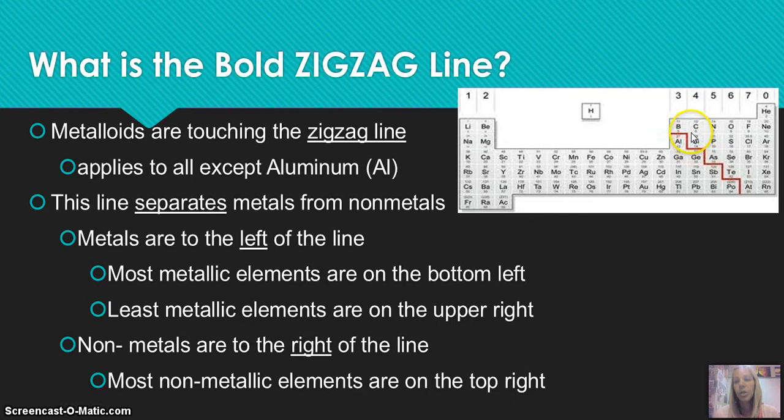After you finish drawing in the zigzag line, make sure you put it in the right place. I also want you to circle Al, which stands for aluminum. Aluminum is not a metalloid. It is a metal. It is the only one that's kind of different from the other ones that touch the staircase or zigzag line.